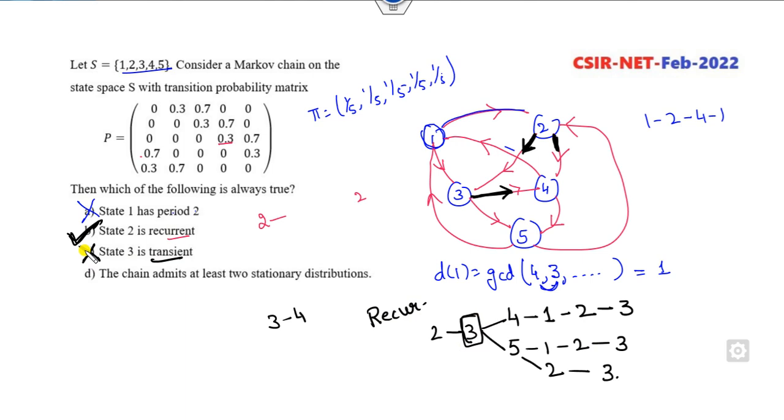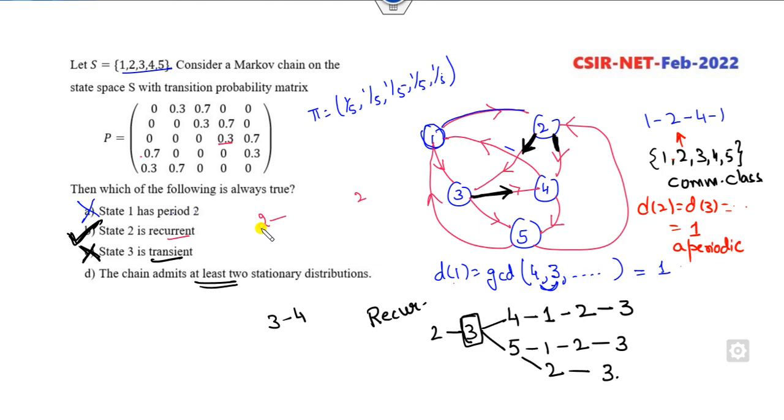Now, how can you say at least 2, that is not unique. So the period of each is 1. What is that? You can see all are in my 1 line, 2, 3, 4, 5. So it means 1, 2, 3, 4, 5 is my communicating class. So each has the same period. So if the period of 1 is 1, what is the meaning of that? State 2, state 3 all have period 1. It is aperiodic. Moreover, you already proved that 2 is recurrent. So all are in the same class. All these states are in the recurrent class.